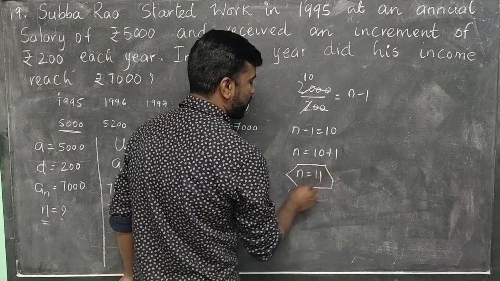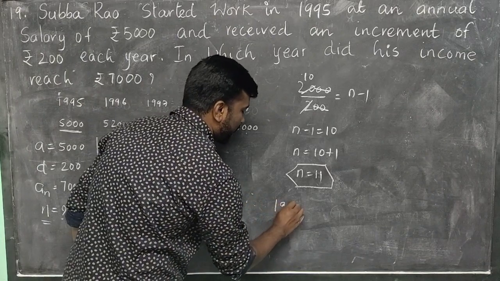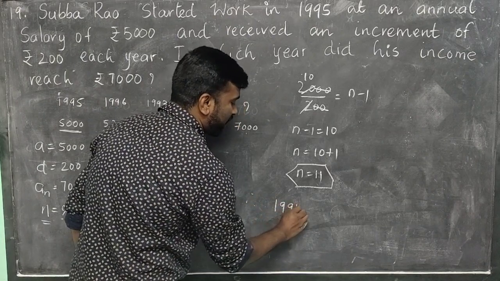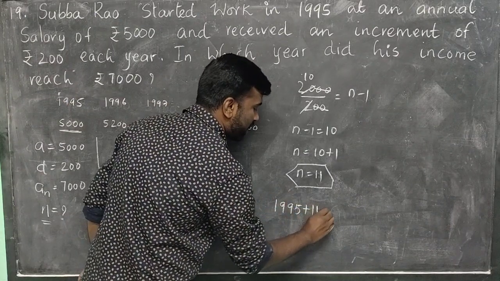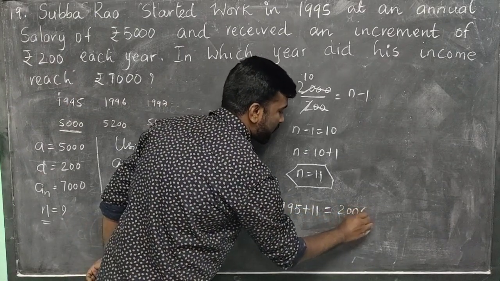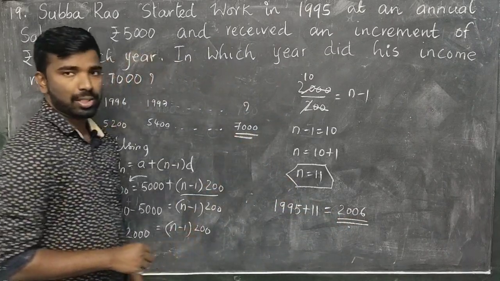After 11 years his income will reach 7000. Starting in 1995 with an income of 5000, after 11 years, that is in the year 2006, his income will reach 7000.